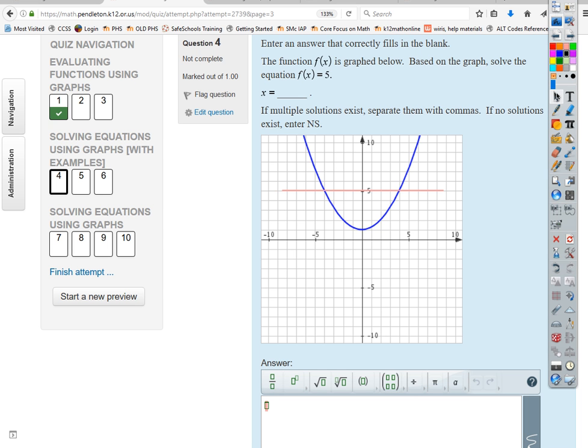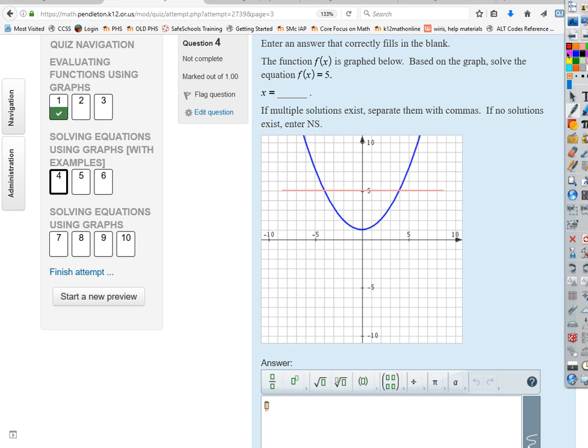Okay, so now we want to know, where are those intersections? Well, when y is 5, there's an intersection there and an intersection there. What are the coordinates at that point? 4, 5. Yeah, it's 4, 5, you're right. And how about over here? Negative 4, 5. Okay, so then what would we write in our answer blank? X equals, if multiple solutions exist. Yeah, okay, so we're going to do negative 4, comma, 4, because we get multiple solutions. Right, does that make sense?